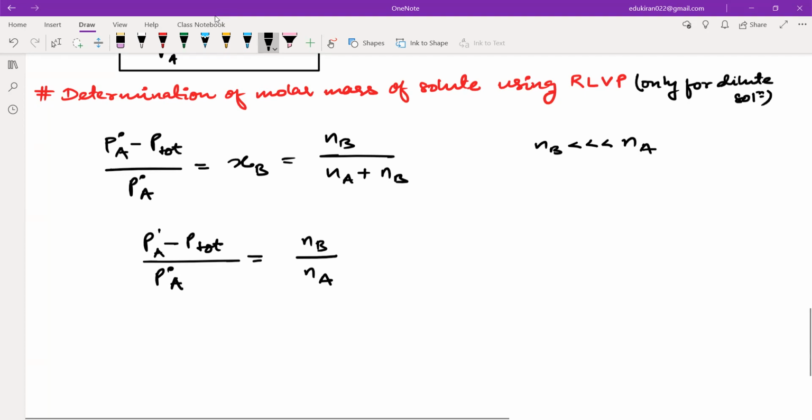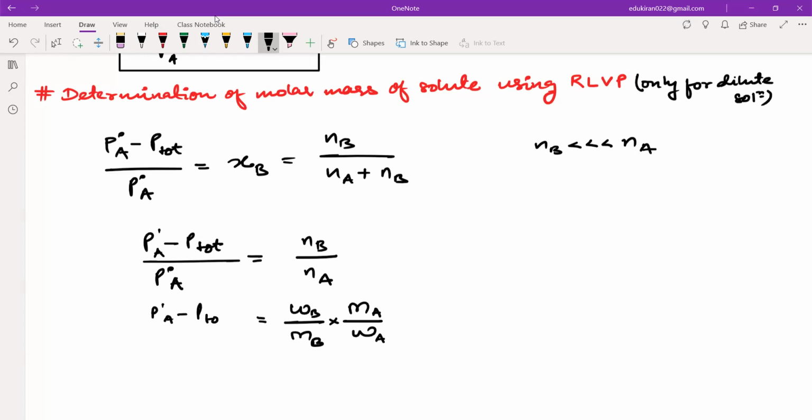And now what you can do? You can write NB, number of moles of B, is given mass by molar mass, and number of moles of A will be equal to the given mass of A divided by molar mass of A. So it will go above and it will become molar mass of A here, right? P naught A minus P total divided by P naught A. Okay.